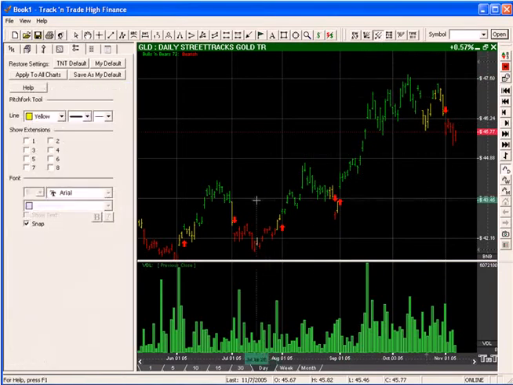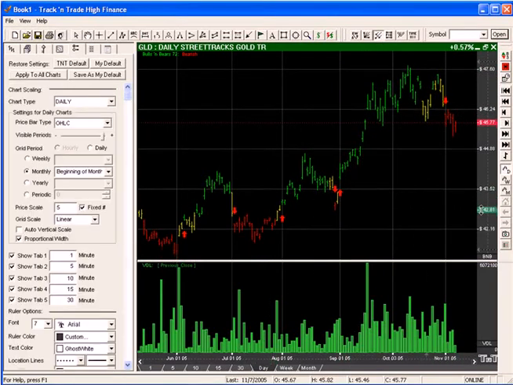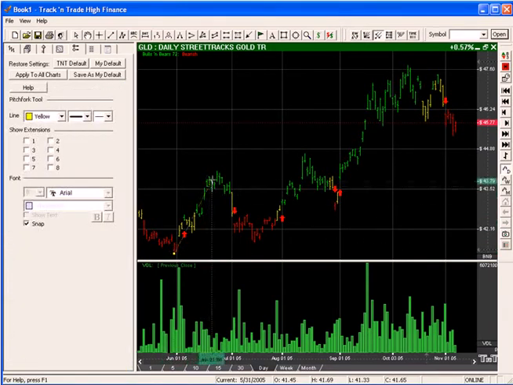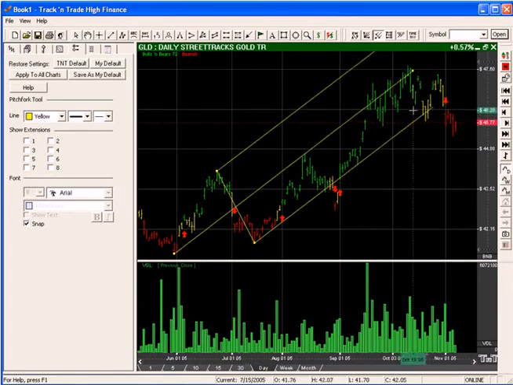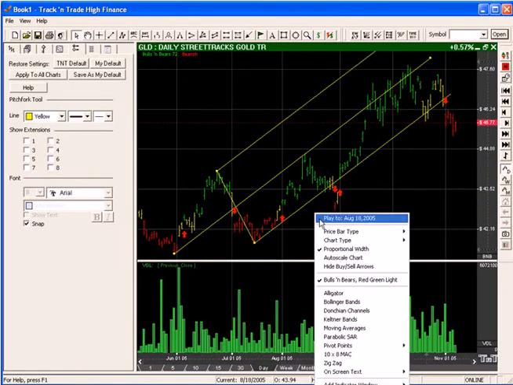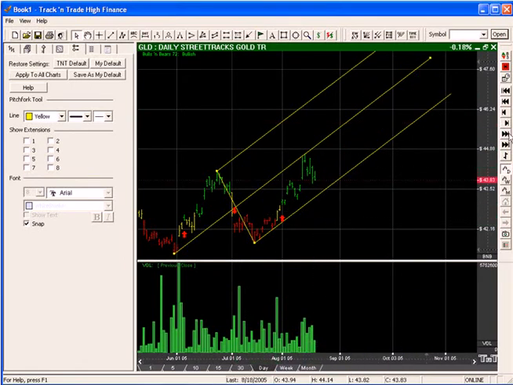We also have the Andrews Pitchfork. And the Andrews Pitchfork is based on this triangle formation at the bottom of the trend, or at the top, you can go the other direction too. And we come down, and what it's going to do is draw these trend lines up through the market. And of course, if the market was down here at this point, you would see that the market would then trend up through the Andrews Pitchfork trend lines.